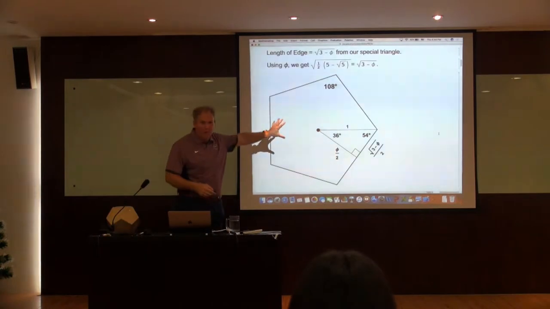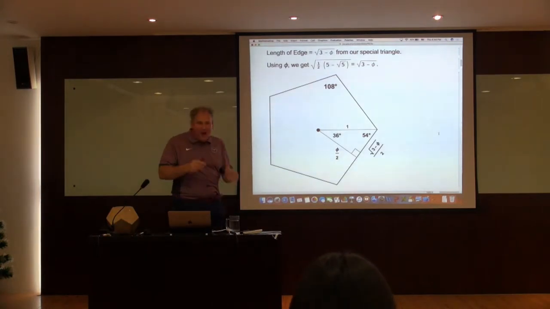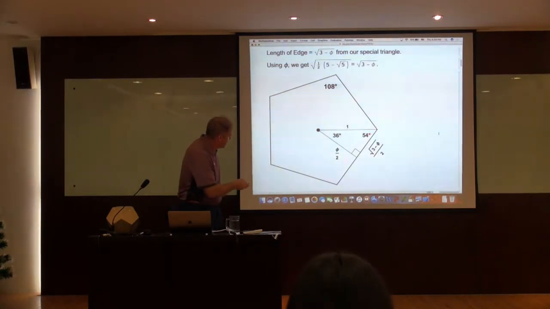So this is important math. I'm just kind of going through the math with you. I hope I don't bore you here. I just want to show you how I did it, okay? And because I need the length per side, this is square root of 3 minus phi.